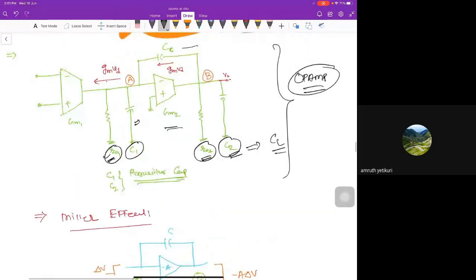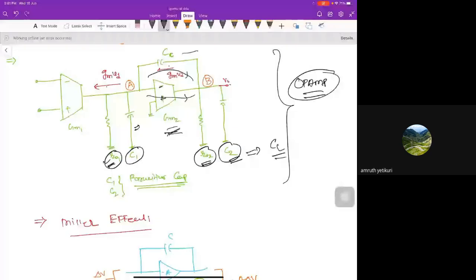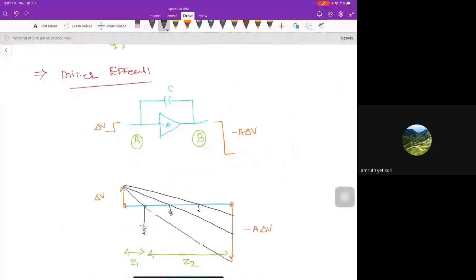So let's see here. One thing you can see: gm2 is negative here, a negative gain. This path is one path and another path is this path. So there are two parallel paths, and across a capacitor, or across any impedance, there is a negative gain. So you will see the Miller effect there.